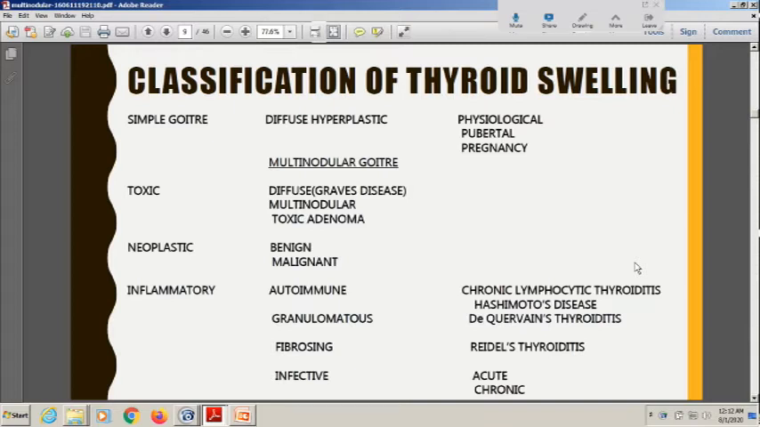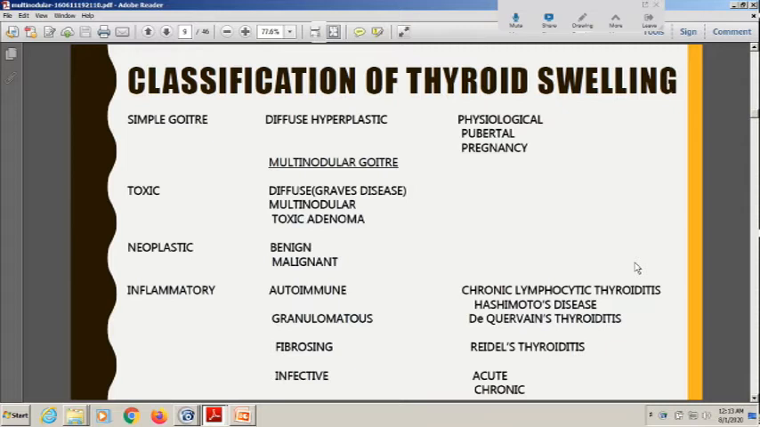Third category is neoplastic. Neoplastic means either it can be benign or it can be malignant. And fourth is inflammatory. Inflammatory can be autoimmune, granulomatous, fibrosing or infective. Now the most common autoimmune disease is Hashimoto thyroiditis. We will discuss it in detail. Second is granulomatous, which is de Quervain thyroiditis, and the third important one is Riedel thyroiditis, which is also important.